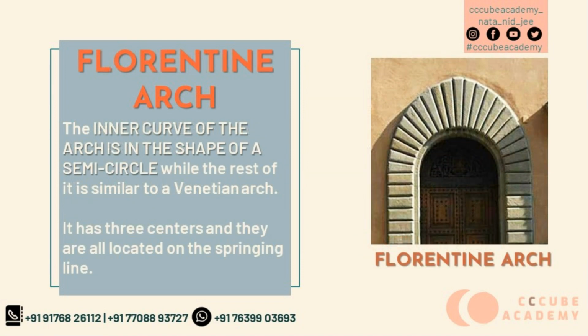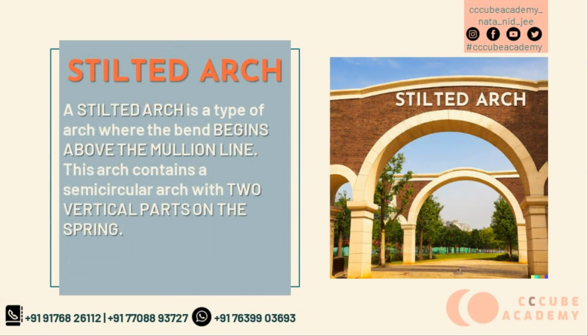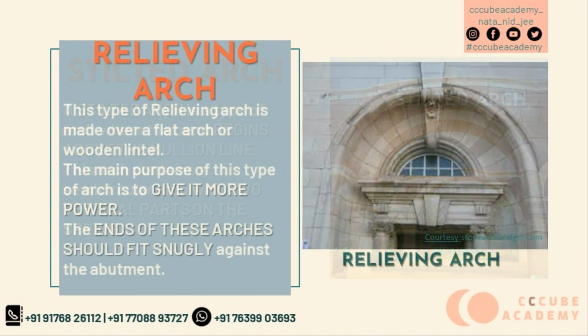Next is the Florentine arch. The inner curve of the arch is in the shape of a semicircle, while the rest of it is similar to a Venetian arch. It has three centers and they are all located on the springing line. Stilted arch. A stilted arch is a type of arch where the bend begins above the impost line. This arch contains a semicircular arch with two vertical parts on the spring.